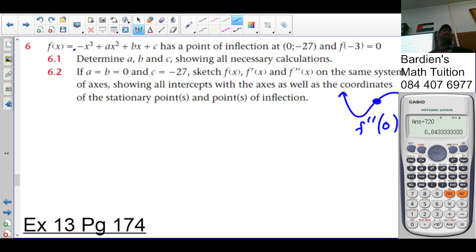When you work out the second derivative, what do we do? Girlfriend? Lossy phone, man. Now you're listening. I'm glad.